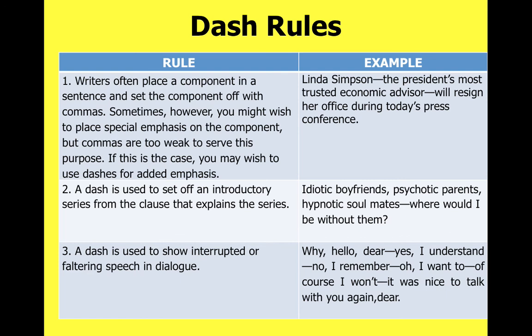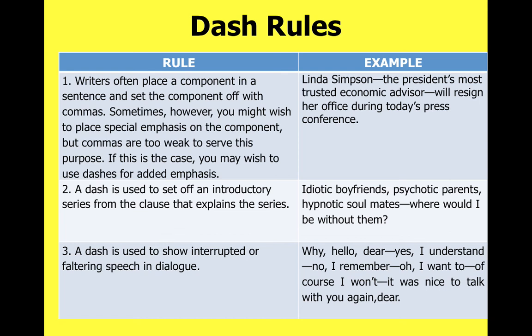Rule number 2, a dash is used to set up an introductory series from the clause that explains the series. So we have a list here: idiotic boyfriends, psychotic parents, hypnotic soulmates. Where would I be without them? So in that situation, that dash is used to set off that introductory series, that list, from what explains the series, which is where would I be without them.